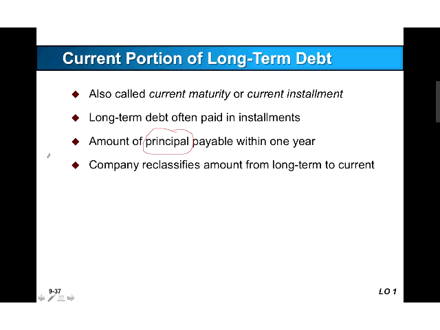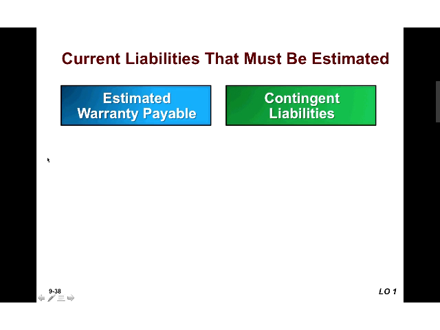Okay, so up to this point we've done these that are all known amounts. We might not know them, but we can calculate them. We can calculate the interest payable. We can calculate our salaries, our payroll obligations. Now we get into ones that we have to estimate. And estimated liabilities are going to fall in these current liabilities. We have estimated warranty payable, and we have contingent liabilities.